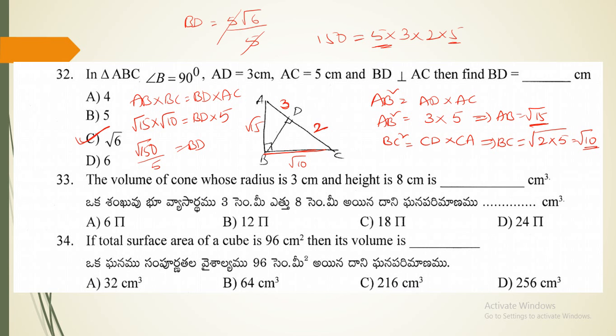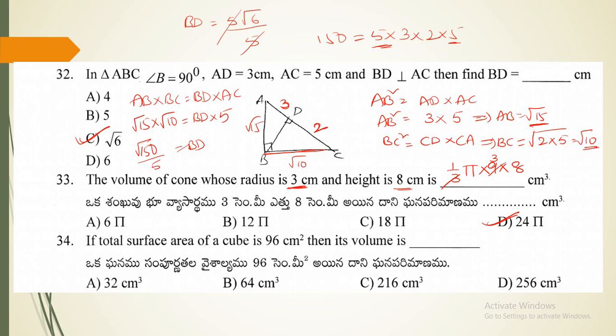Next, the volume of a cone whose radius is 3 centimeters and height is 8 centimeters. What is the formula? 1/3 pi r square h. Since in the options pi is kept intact, we should not replace pi. So r square means 3 square, 9, into height 8. 3 in 9 3 times, so 8 3s are 24, so the answer is 24 pi, right?